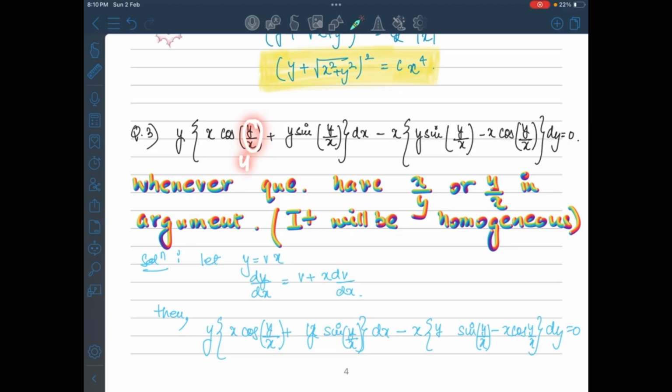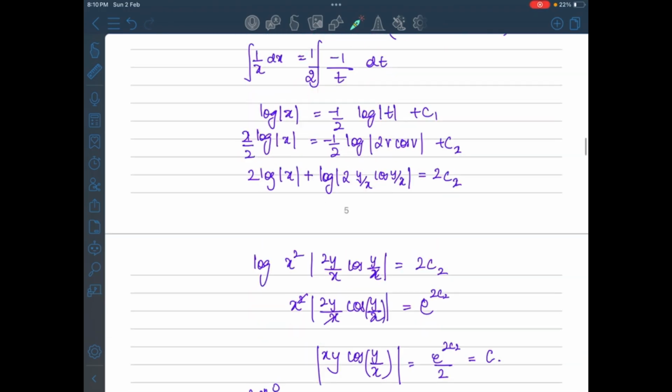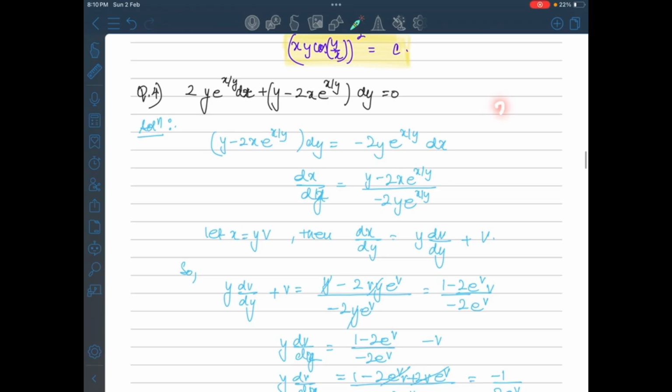So I took y equal to vx. Simple language, it's y by x. So I took y by x as v. Okay. Now in this question, it is x by y. So this is what I will take v. So x equal to yv. Now you will differentiate with respect to x or y.